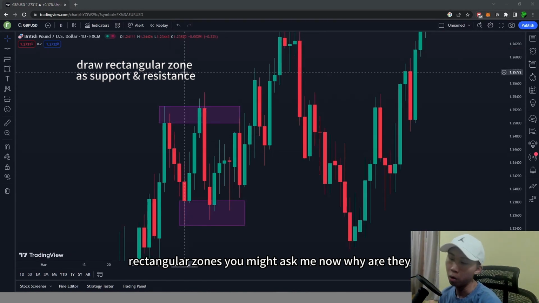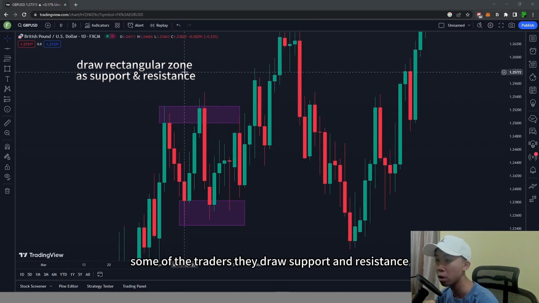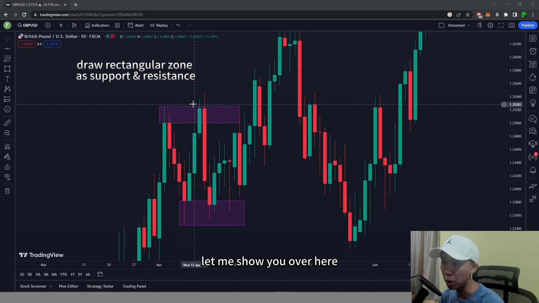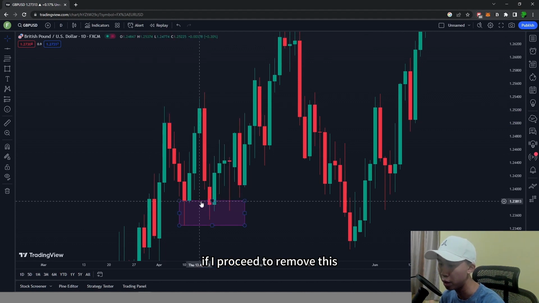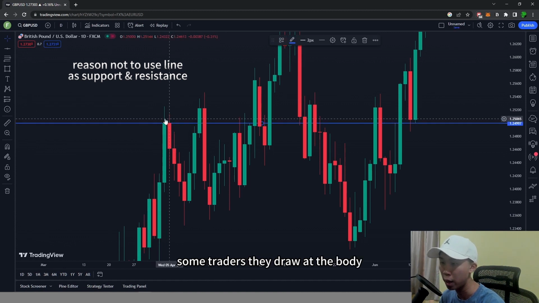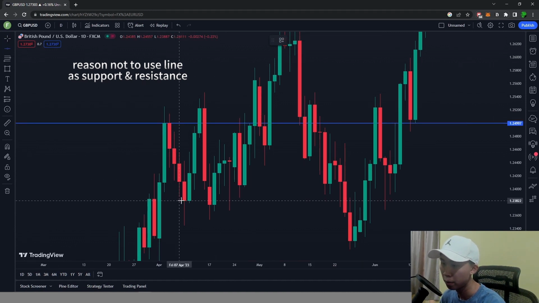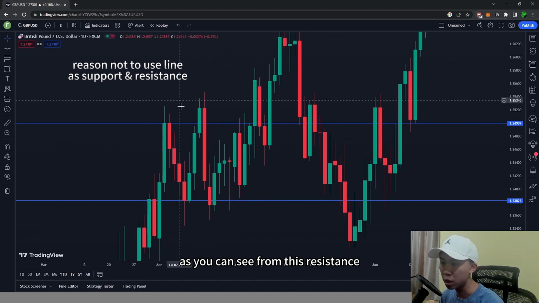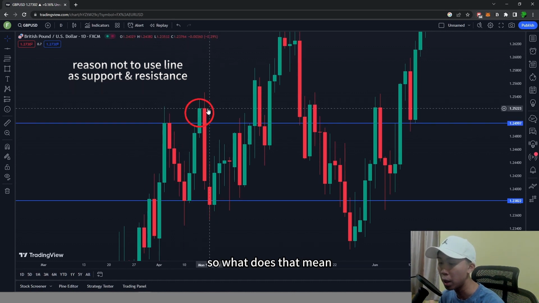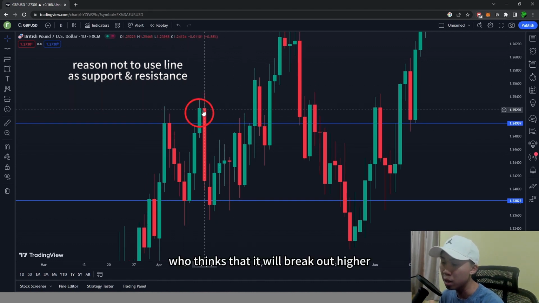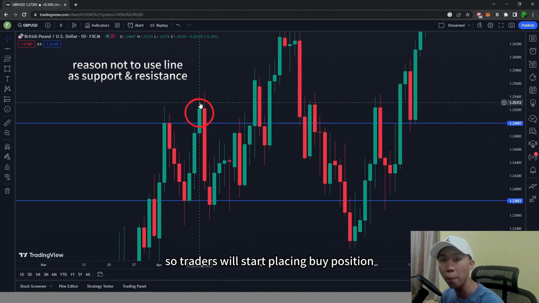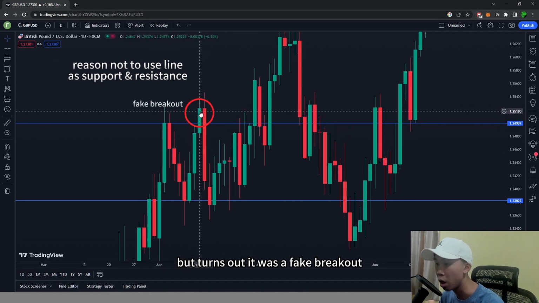You might ask me now, why do some traders draw support and resistance using lines? Yes, of course you can draw lines. Let me show you over here. If I proceed to remove these zones that I have drawn, and start drawing lines, some traders draw it at the body. So over here, as you can see from this resistance, the candle closed outside of this resistance. So what does that mean? We will have beginner traders who think that it will break out higher and proceed to a higher price. So traders will start placing buy positions, but it turns out it was a fake breakout.